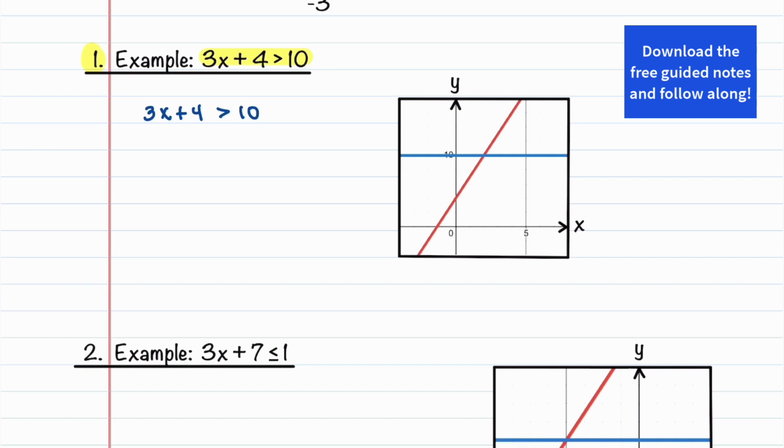I'm going to begin by moving our constants to the right, so I'm going to subtract 4 from each side. This gives us 3x is greater than 10 minus 4, which is 6. Now I'm going to divide both sides by 3 so that we can get x by itself. And this gives us x is greater than 2.